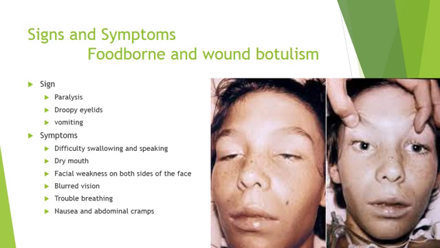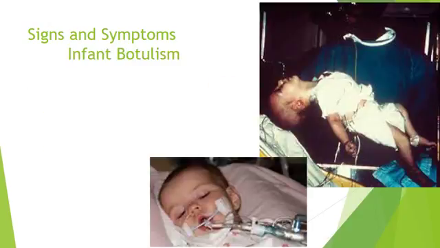Symptoms are difficulty swallowing and speaking. Obviously, you can't use your muscles, you can't do a lot of those things. Dry mouth, facial weakness on both sides of the face, blurred vision, trouble breathing, nausea, and abdominal cramps. So, signs and symptoms of infant botulism.